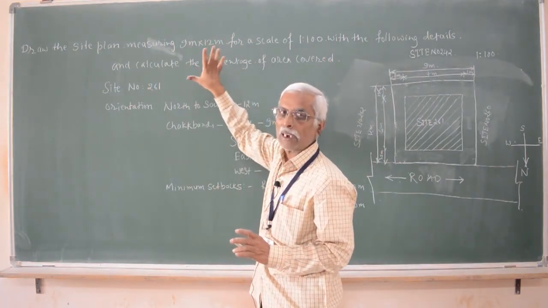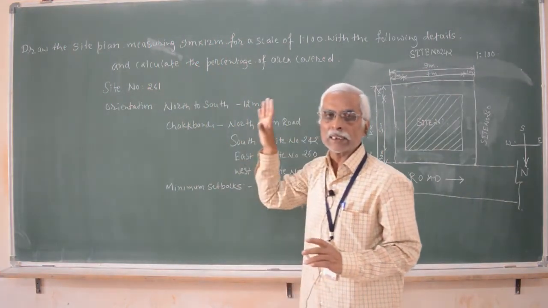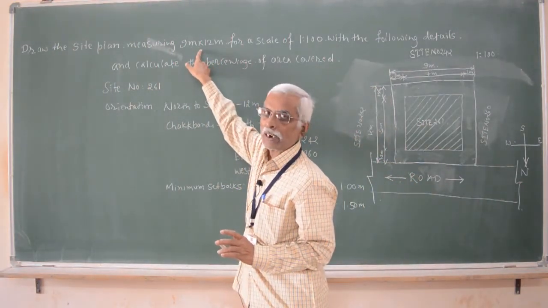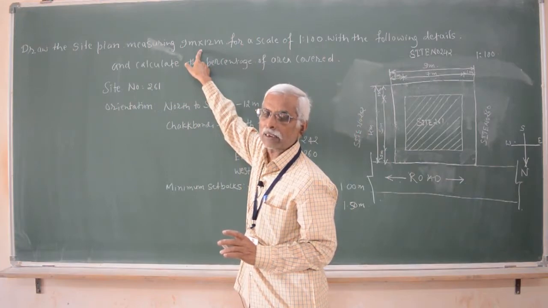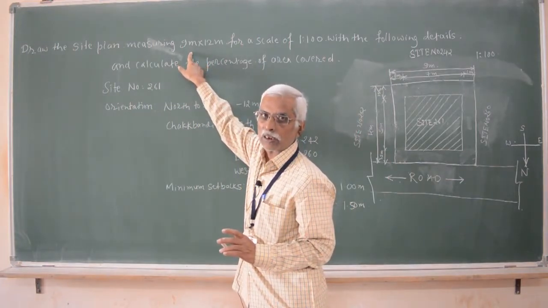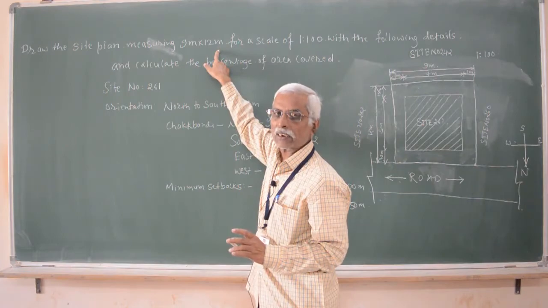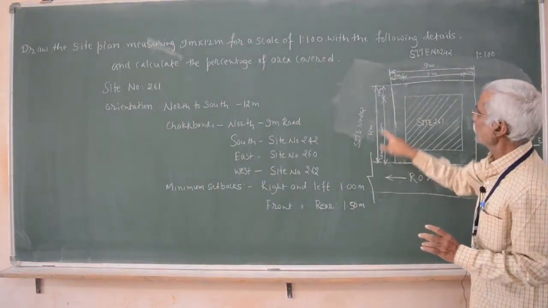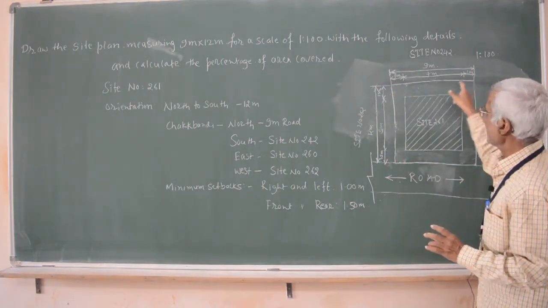Now how to decide which is width and which is length? In civil engineering, the first figure, the first dimension, is always the width, horizontal, and the second figure is always the depth or the length, the vertical. Like that, 9 meter by 12 meter, you have to draw one rectangle.